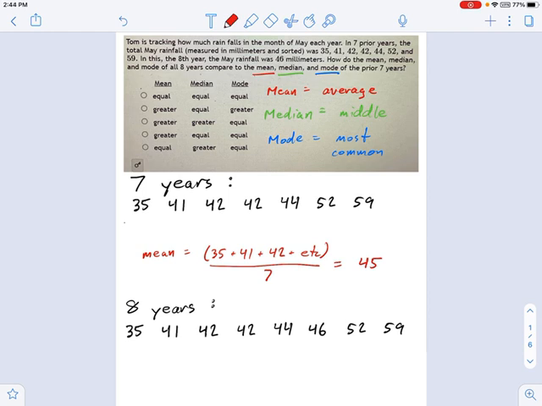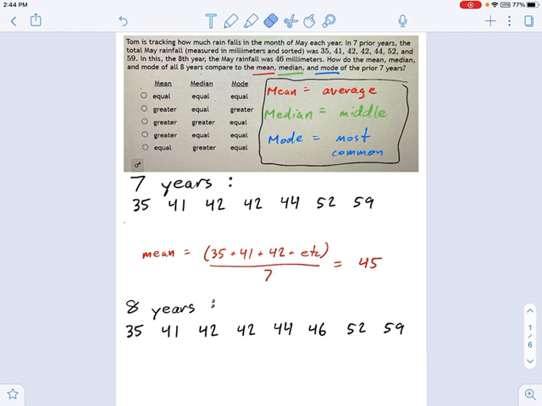And we're asked for how the addition of this last data point changes the mean, median, and mode of the prior 7 years. It really helps if you understand what those words mean. I'm not sure how you would do this one otherwise, but it does help to know that the mean means the average, the median is the middle of the data set, and the mode is whatever number is most common.